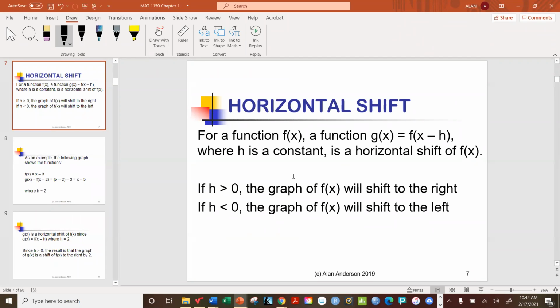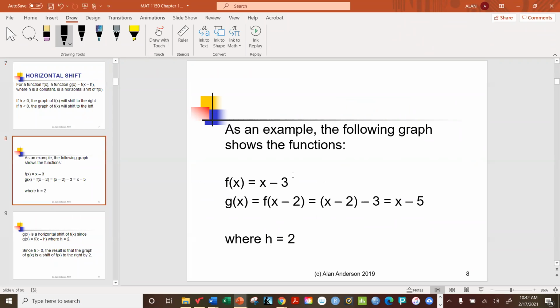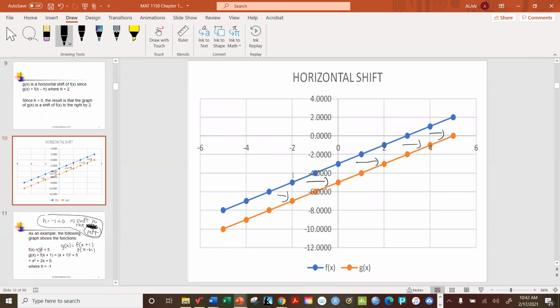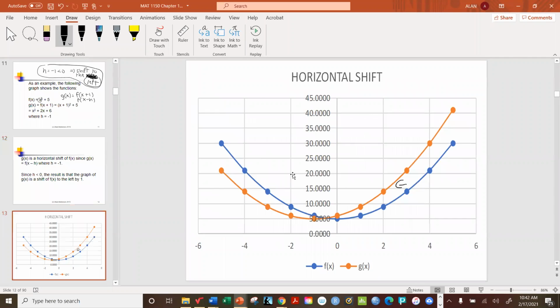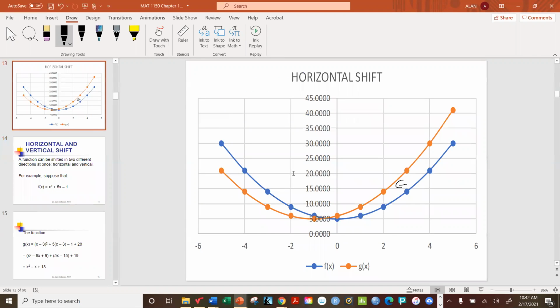Okay, so h is definitely negative 1 because we're subtracting negative 1 to come up with x plus 1. So all is well with this stuff then. We are shifting to the left, and you can see it a little more clearly here. You're essentially just pushing it over in this direction. So that one worked.